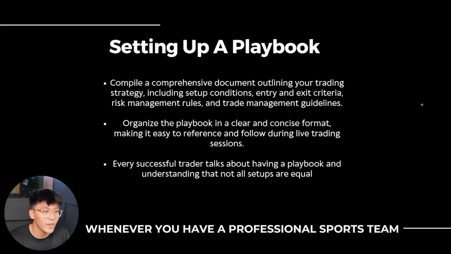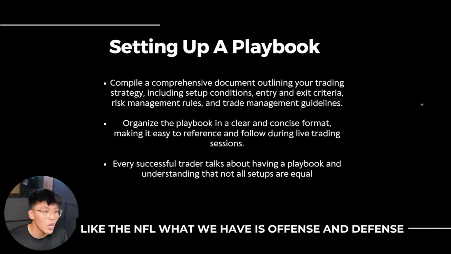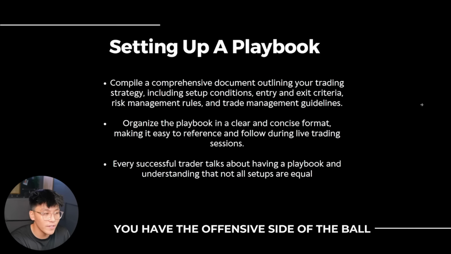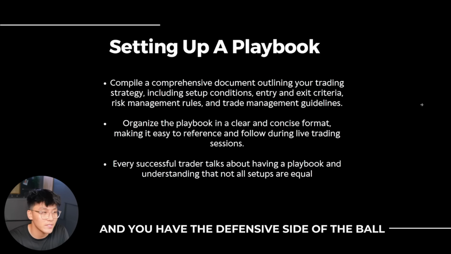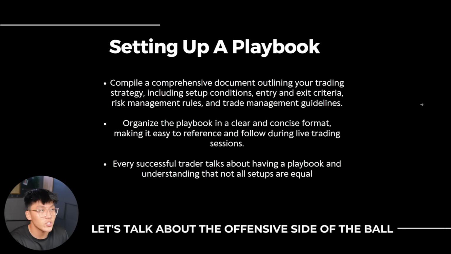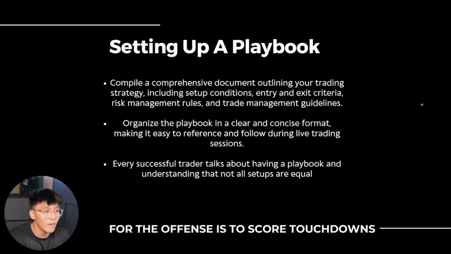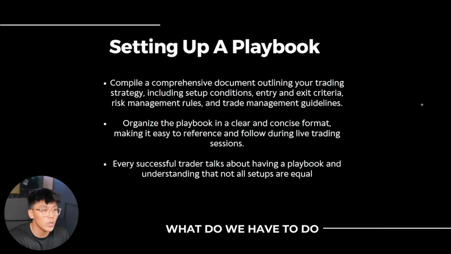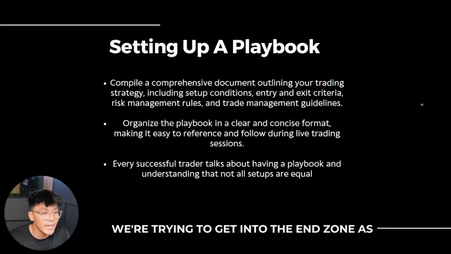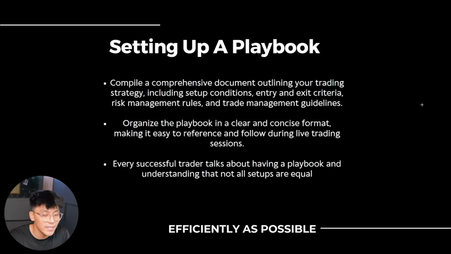Whenever you have a professional sports team like the NFL, what we have is offense and defense. You have the offensive side of the ball and you have the defensive side of the ball. For example, let's talk about the offensive side of the ball. The main objective for the offense is to score touchdowns. If we're looking to score touchdowns, what do we have to do? We have to run certain plays to get into the end zone. We're trying to get into the end zone as efficiently as possible.